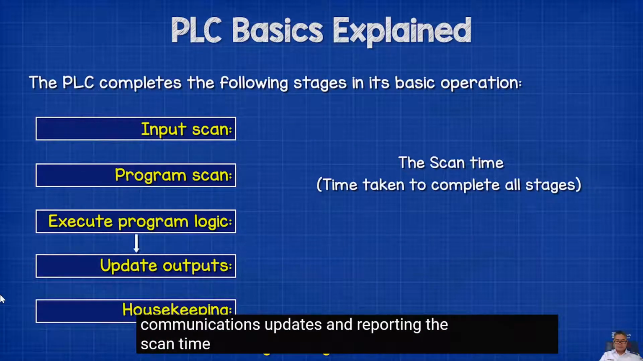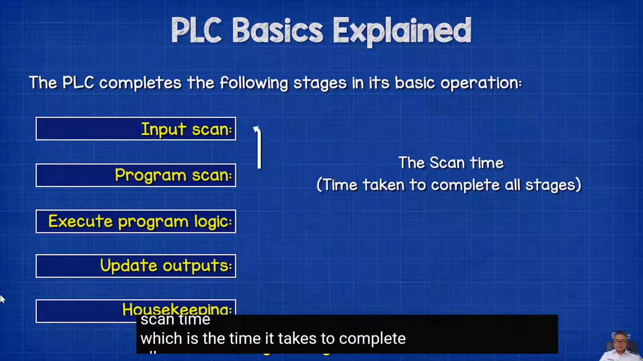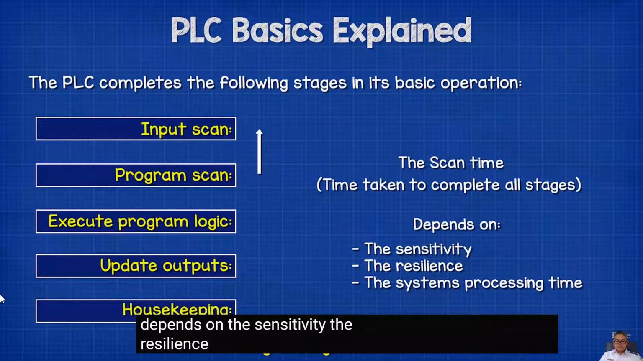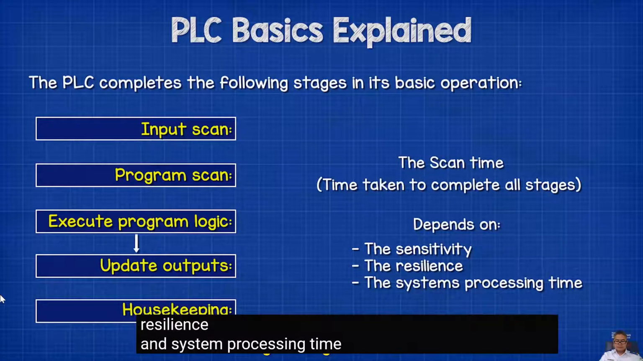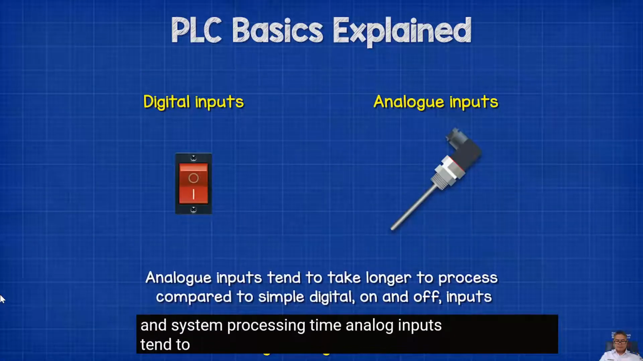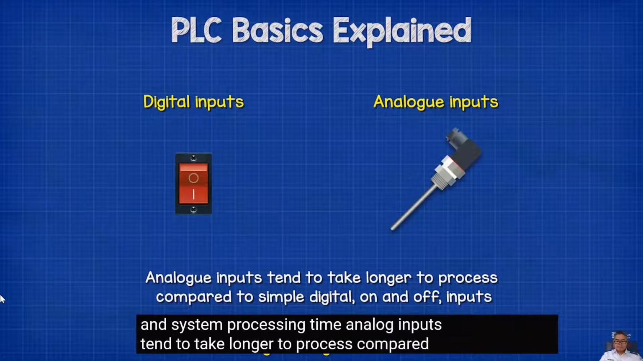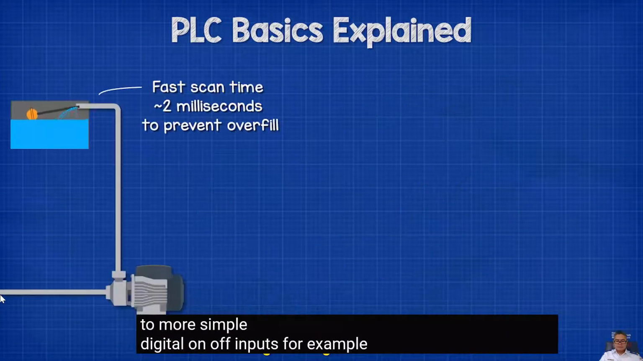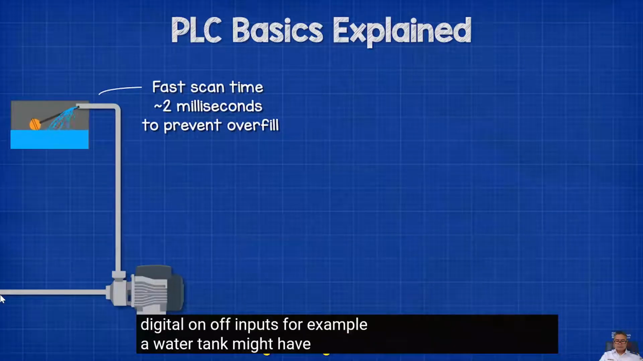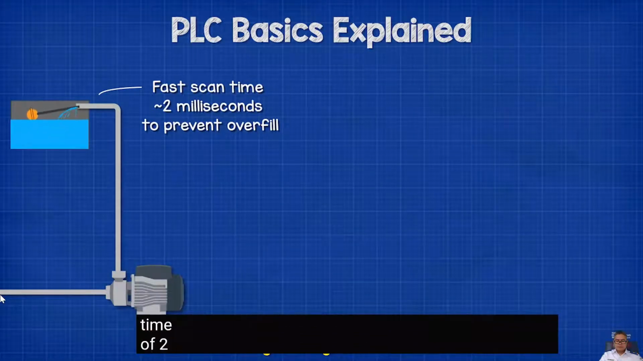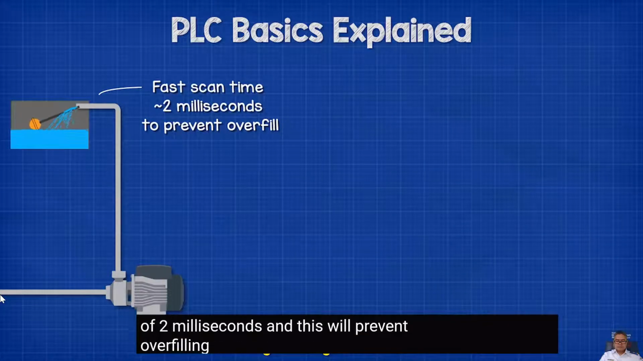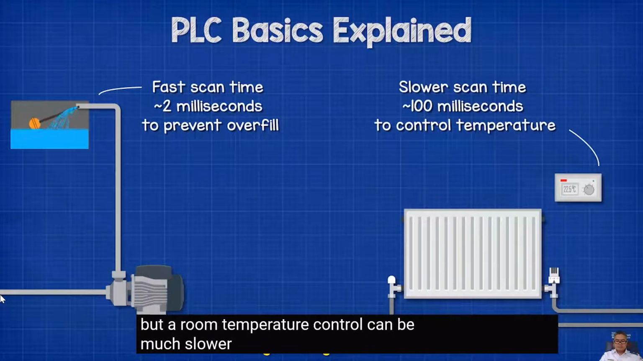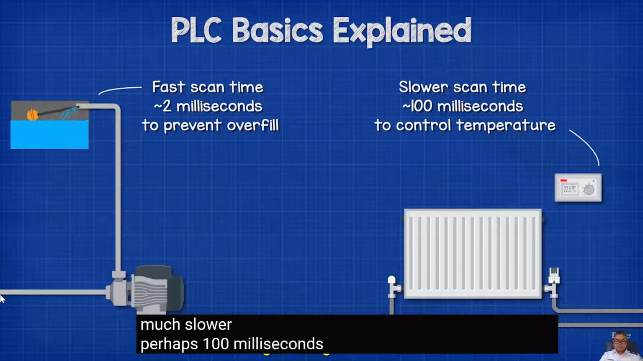The scan time, which is the time it takes to complete all the stages, depends on the sensitivity, the resilience, and system processing time. Analog inputs tend to take longer to process compared to more simple digital on-off inputs. For example, a water tank might have a very fast scan time of 2 milliseconds, and this will prevent overfilling. But a room temperature control can be much slower, perhaps 100 milliseconds.